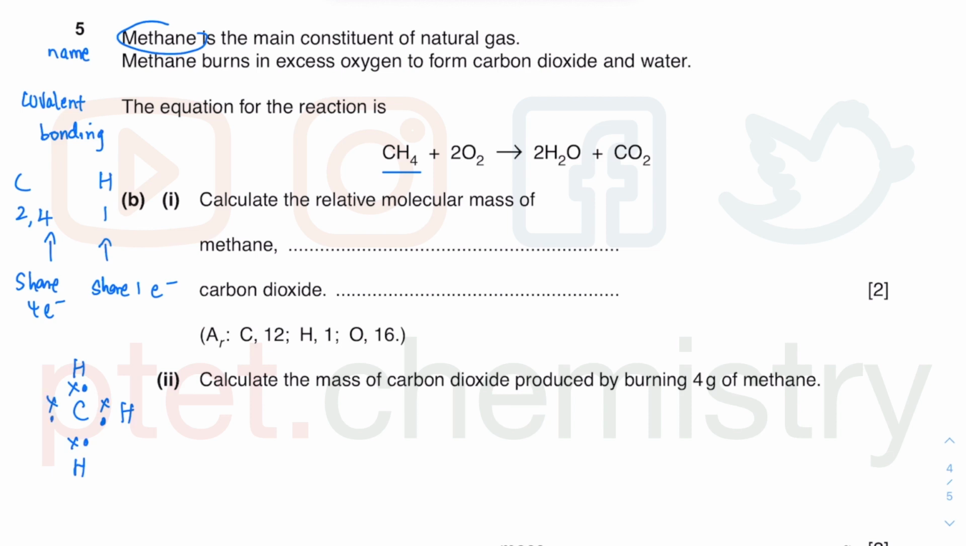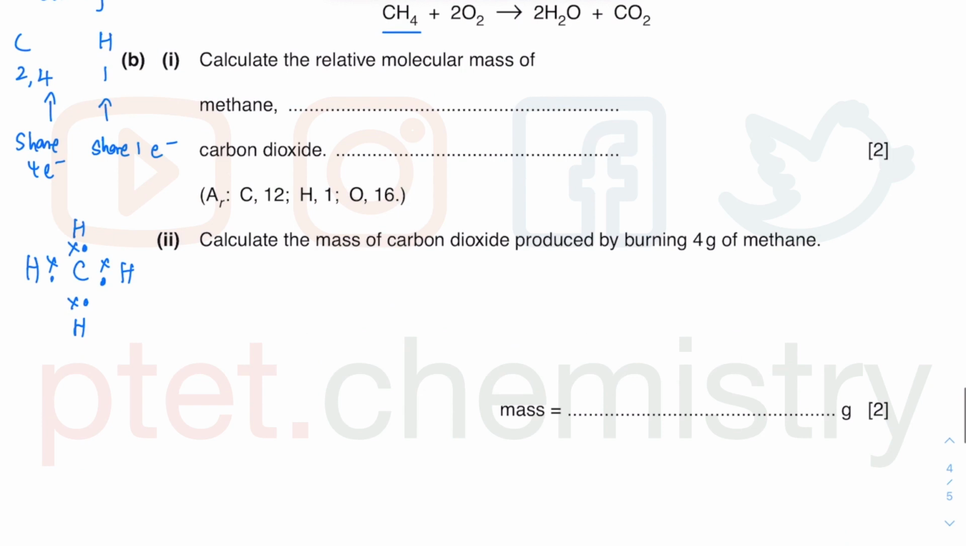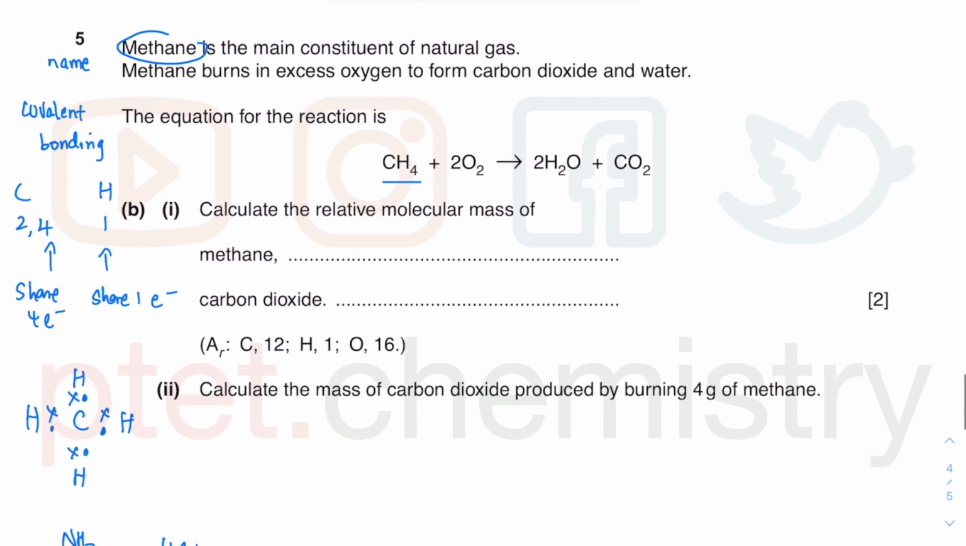The dot and cross for not just CH4, but all the other things stated in the syllabus: NH3, CH4, H2O, HCl, H2, N2, O2, etc. All of these are stated in the syllabus from your notes on covalent bonding. Anyway, jumping straight onto the question.